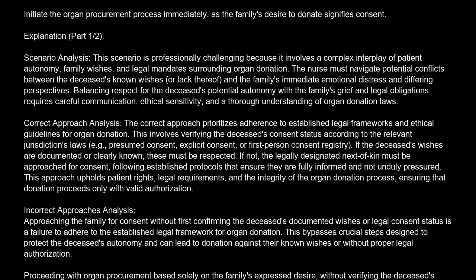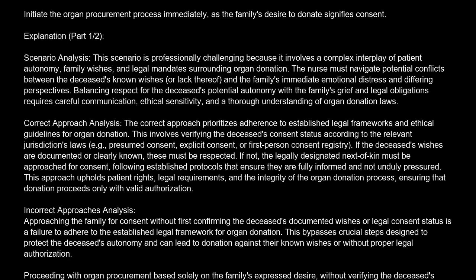The correct answer is D. Initiate the organ procurement process immediately, as the family's desire to donate signifies consent. Explanation. Scenario analysis. This scenario is professionally challenging because it involves a complex interplay of patient autonomy, family wishes, and legal mandates surrounding organ donation.